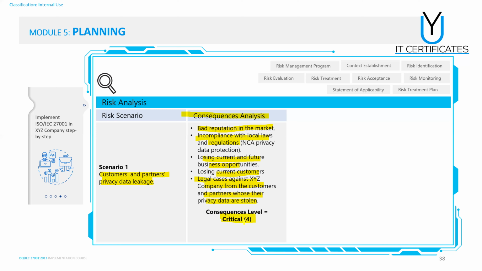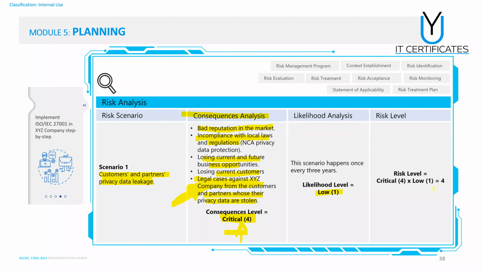Now, why do we consider it critical? We consider it critical because we have some legal cases. We have legal cases that reached the court. Now we have a problem in this case. Okay, what is the likelihood? Management of XYZ company said that this cannot happen regularly. This can happen once every 3 years. Then the likelihood will usually be low, 1.